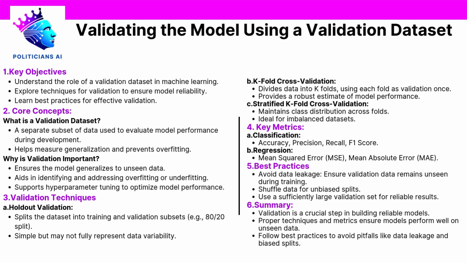For example, if the data is time-ordered, a non-random split might place all recent data in the validation set, leading to skewed results. Lastly, ensure that your validation set is large enough to provide reliable performance estimates. A too small validation set can lead to noisy metrics that don't accurately reflect the model's performance. In summary, effective validation is critical to building robust models. By using appropriate techniques like holdout validation or k-fold cross-validation, selecting the right metrics for the task, and following best practices, we can ensure our models perform well on unseen data.